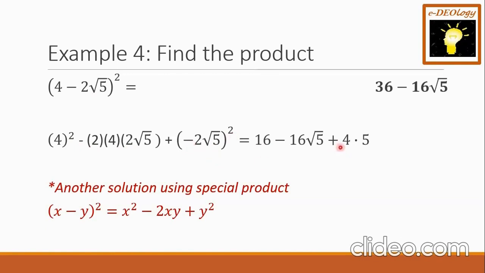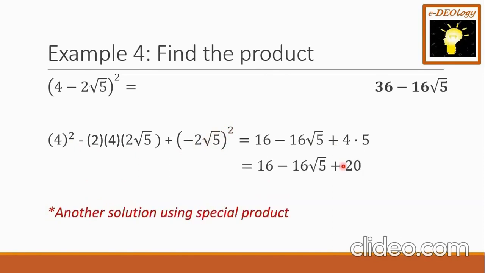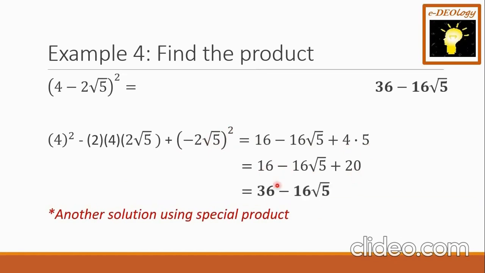The 2 here becomes 4, and the square root of 5 is squared. The radical sign is cancelled with the power 2, so we'll have the 5 only that will come here. Then we will simplify, the 16 comes down, then minus 16 square root of 5, multiplying 4 and 5 becomes 20. Then we will combine the 16 and 20. So this answer here is the same as our answer a while ago when we solved this using the long method of multiplication.